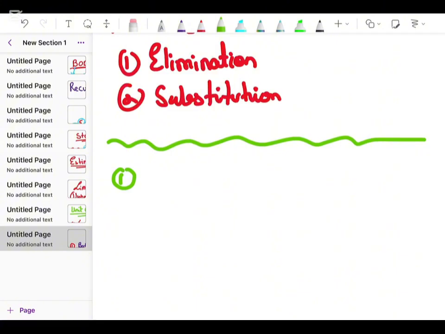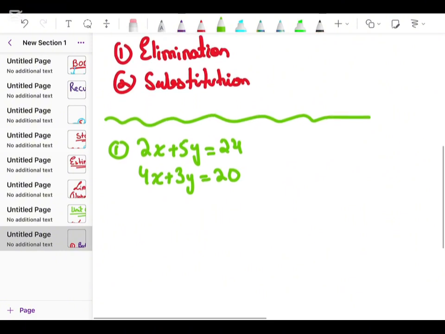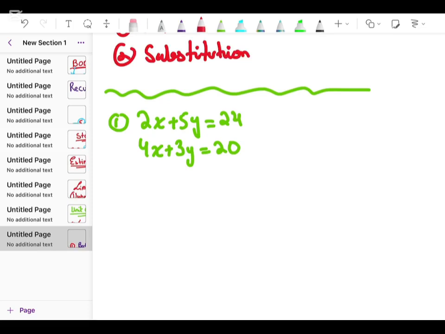if I have a question 2x plus 5y equal to 24, 4x plus 3y equal to 20. This is the question I have right now, and I have to solve this question. First, I will solve this question by elimination method. Okay, so first I'm applying elimination method.